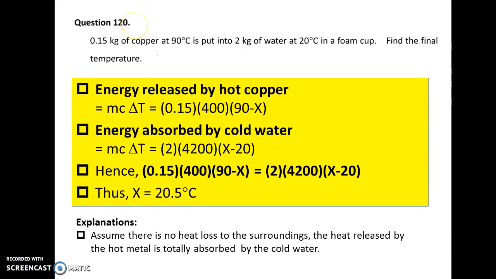Question 120. In this case, we have a piece of hot metal, 90 degrees Celsius of copper, and water at 20 degrees Celsius, also mixed together in a foam cup. The energy released by the hot copper will be totally absorbed by the cold water if there is no heat loss to the surroundings. So the final unknown temperature will be 20.5 degrees Celsius.